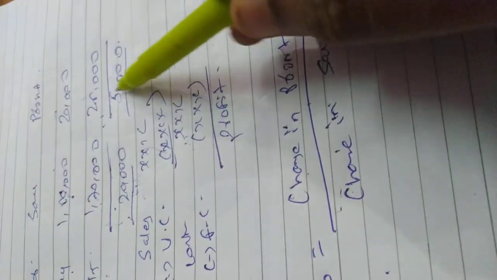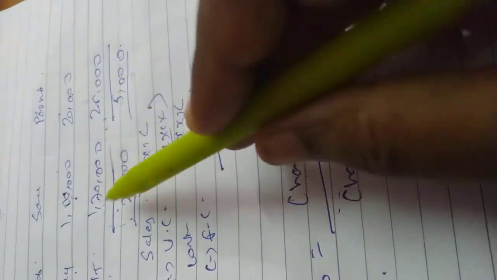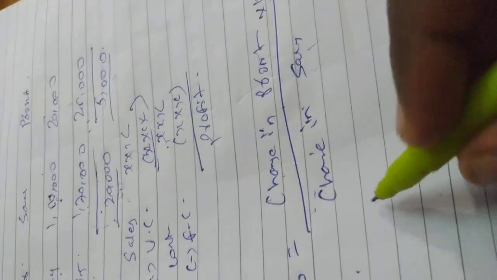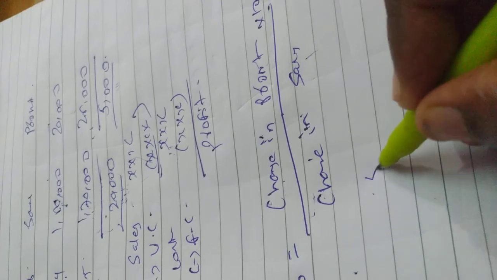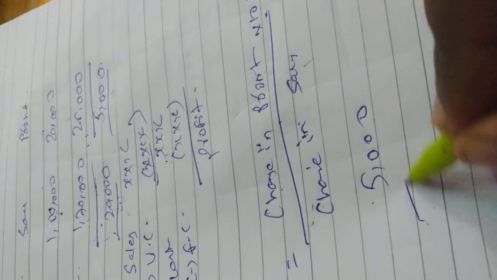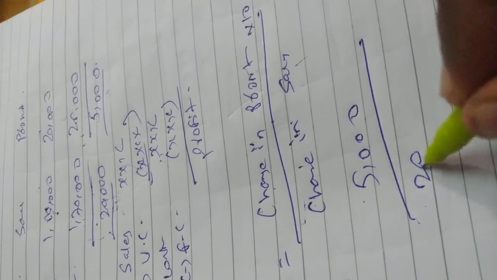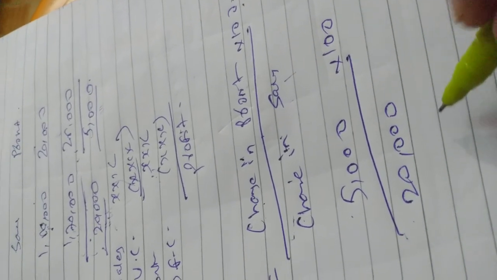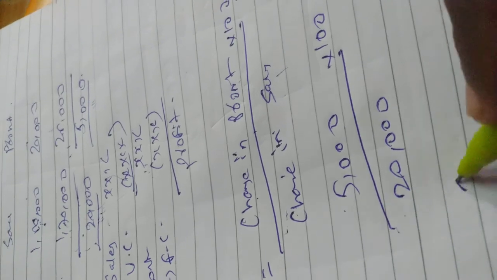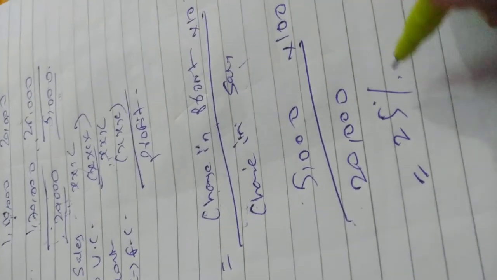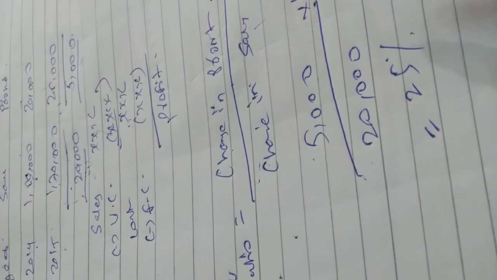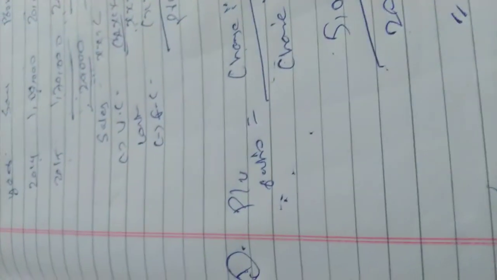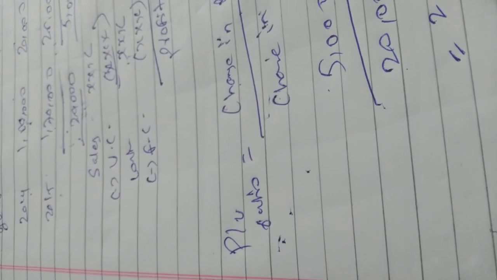Change in profit is 25 minus 20 equal to 5, and 1,70,000 minus 1,50,000 equal to 20,000. So change in profit 5,000 divided by change in sales 20,000 equal to how much? 25%. So PV ratio is 25%. This is the first step. They asked us to calculate PV ratio first. What is the next step?